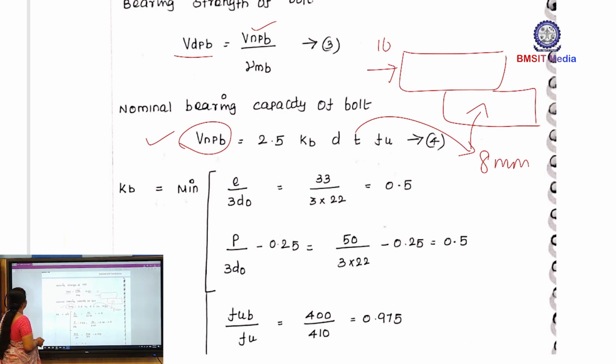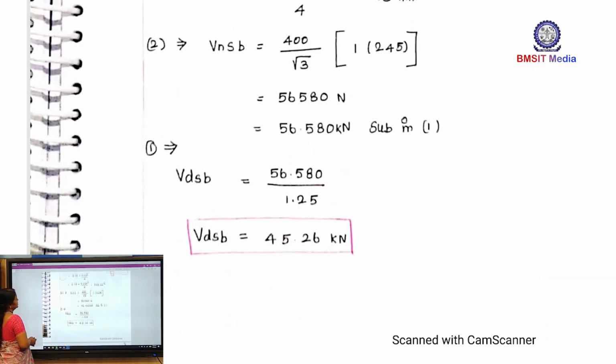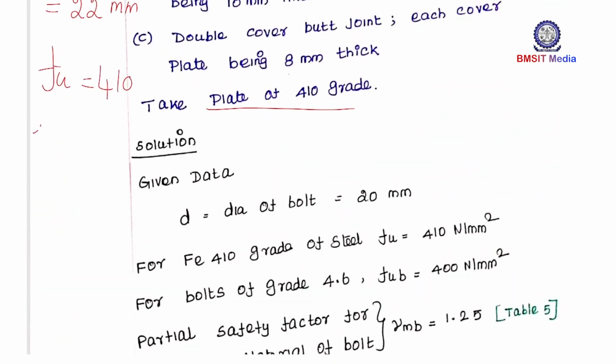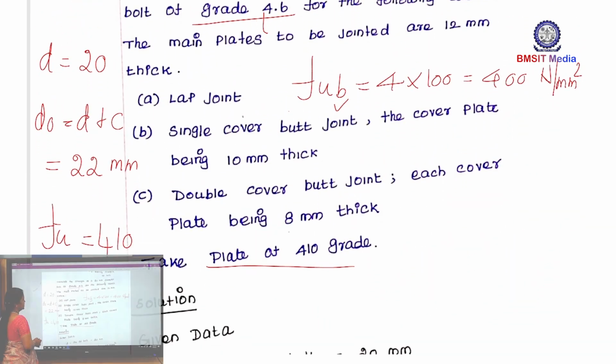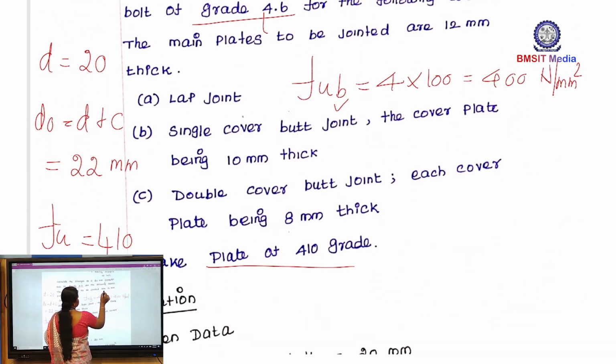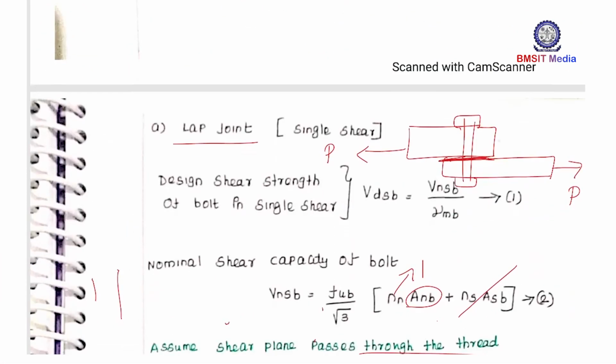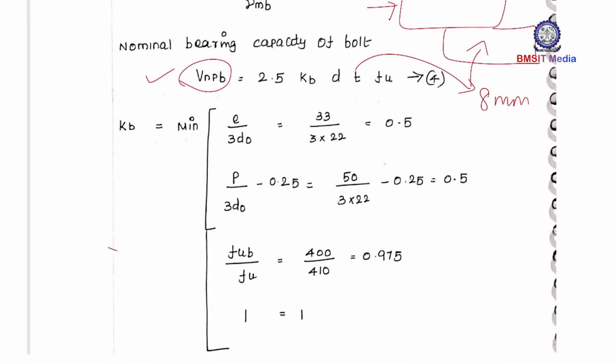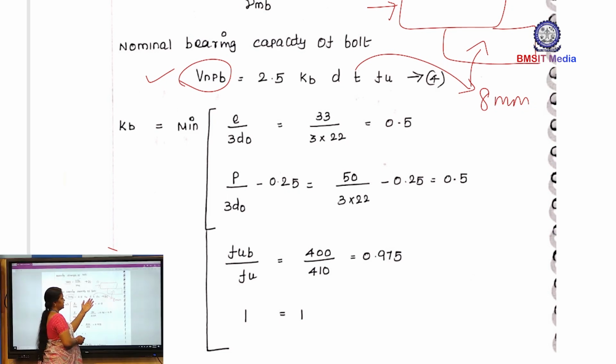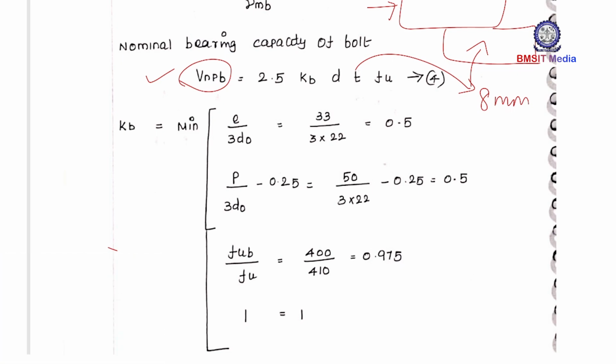Now in our problem, what is t? The main plates to be jointed are of 12 mm thickness. Both the plates have the same thickness as per our problem. So t equal to 12 mm here.